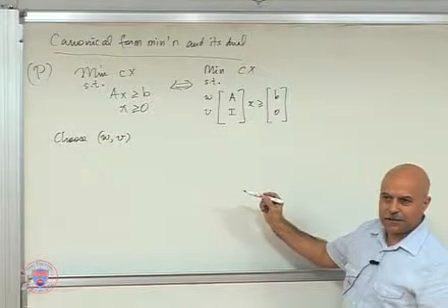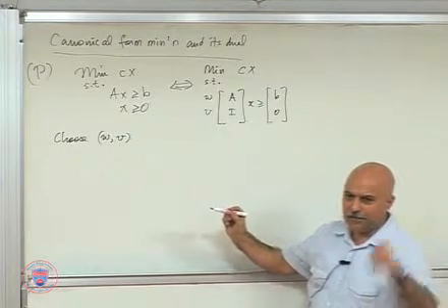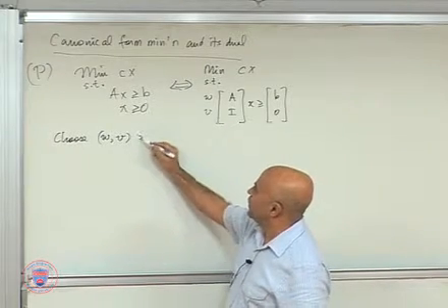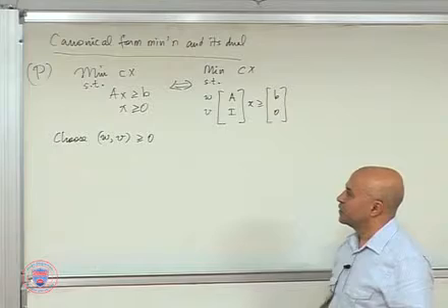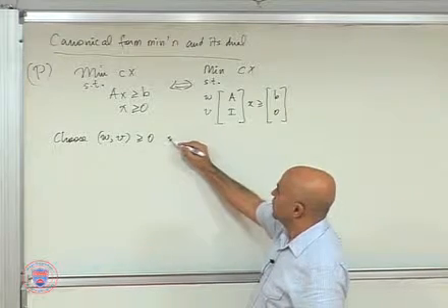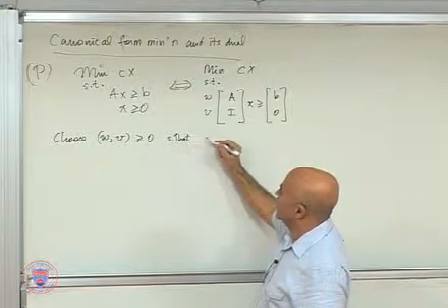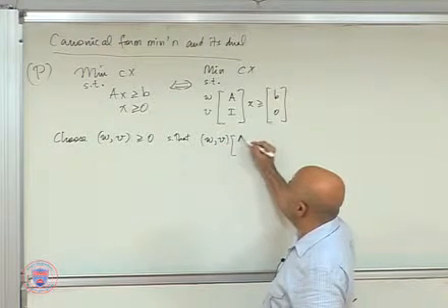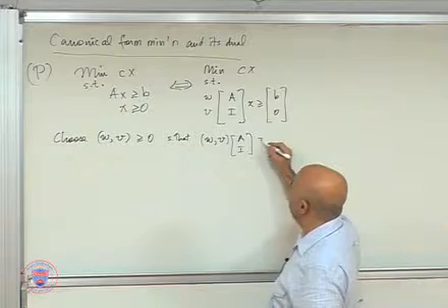Okay? Some of you seem to be a little bit lost. Nevertheless, I'm just going to continue. Choose W and V non-negative in each component such that WV times A I gives you C.